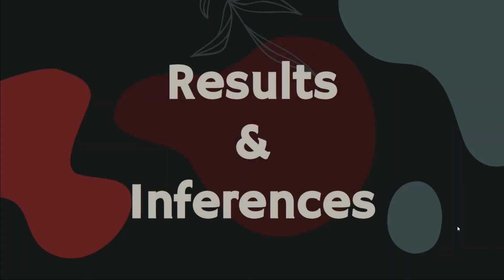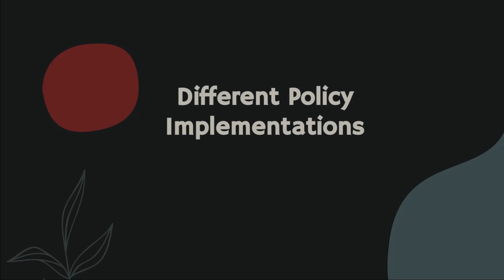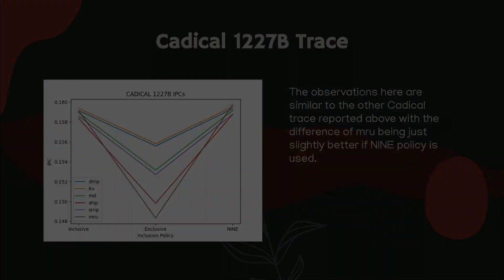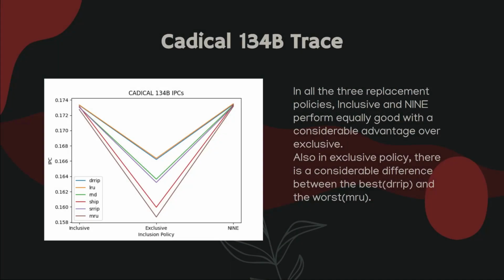Okay, so now we move on to the results and observations section for all the categories. First, we see the result of using different replacement and inclusion policies. So in both the canonical traces, as we can see, similar results are observed, as the exclusive inclusion policy performs the worst in all the replacement policies, and different replacement policies have different results. In the case of the inclusive and non-inclusive policies, they perform almost the same.